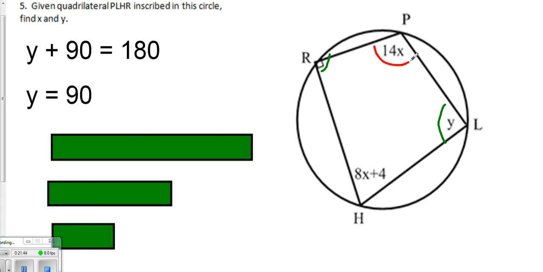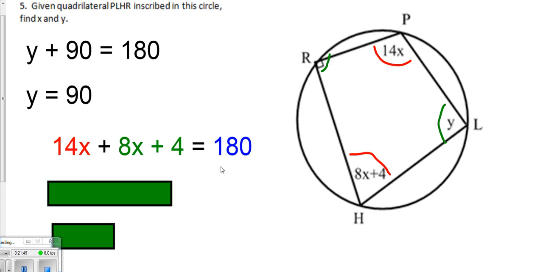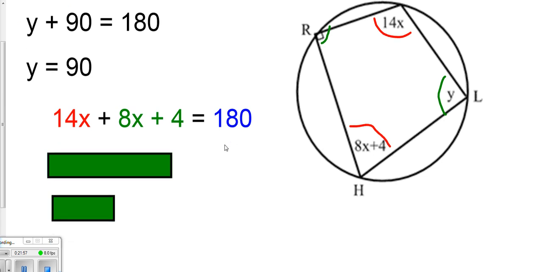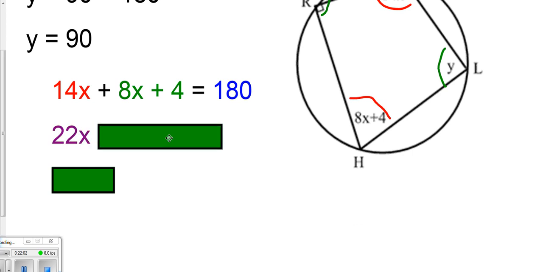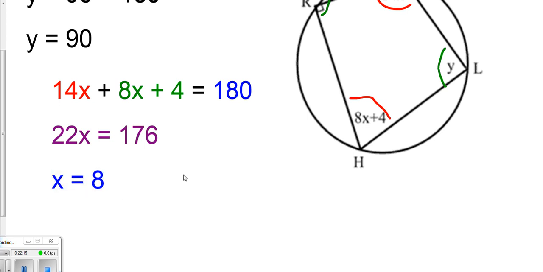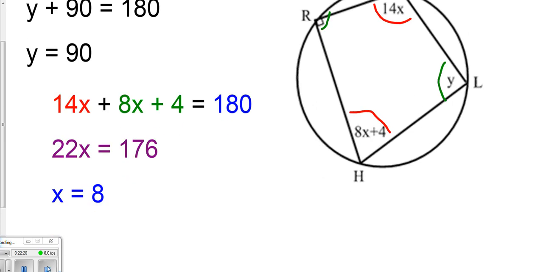Similarly, this angle plus this angle have to equal 180 because they're supplementary. So we'd say that 14x, this piece, plus 8x plus 4, this piece, have to add up to 180. Combining our like terms, 14x and 8x become 22x. Subtract the 4 from both sides, and we would get 22x equals 176. Divide both sides by 22, and we would get x equals 8. And that'll conclude our first section of triangles.